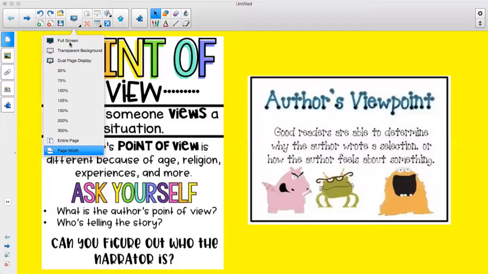If you said topic, you were right. Identify the topic of the text. Ask yourself, what is this text about? Number 2, identify the author's, ready? What do you think it is? Point of view. Identify the author's point of view. How does the author feel about this topic? Very good. If you said feel, you are right.